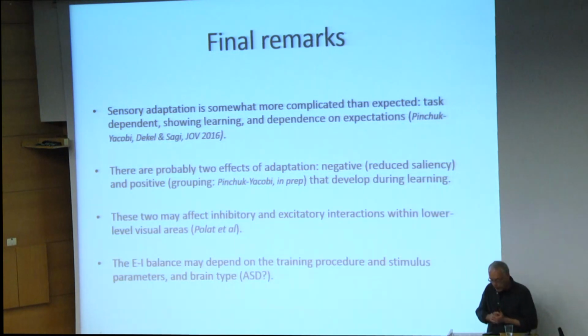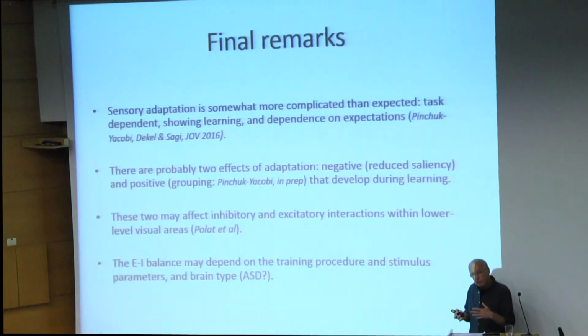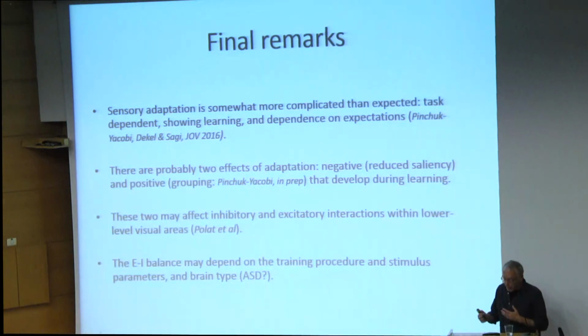And there are probably two effects of adaptation. Negative, reduced saliency. Apparently, one possibility here is that adaptation reduces saliency of the texture target. But there are other effects of adaptation that may be positive, because adaptation somehow is expected to serve some useful process. So one idea is that it improves grouping or noise reduction, which should affect grouping. And overall, it should affect the excitatory inhibitory interaction in these regions.